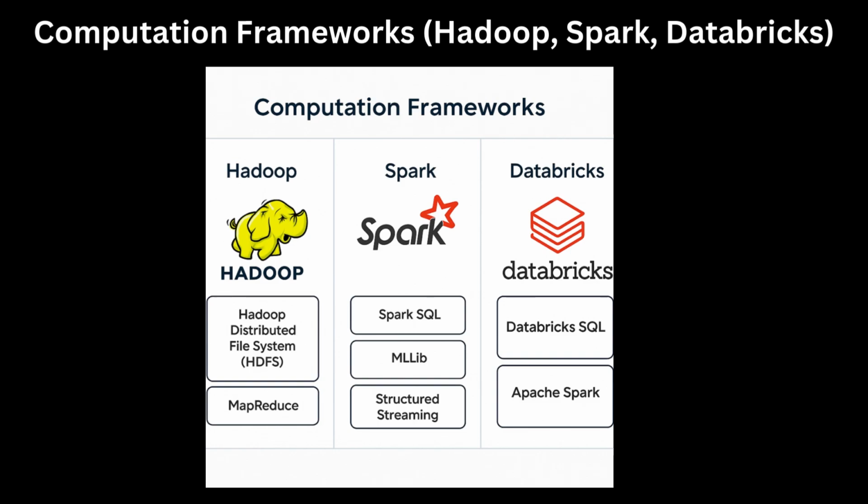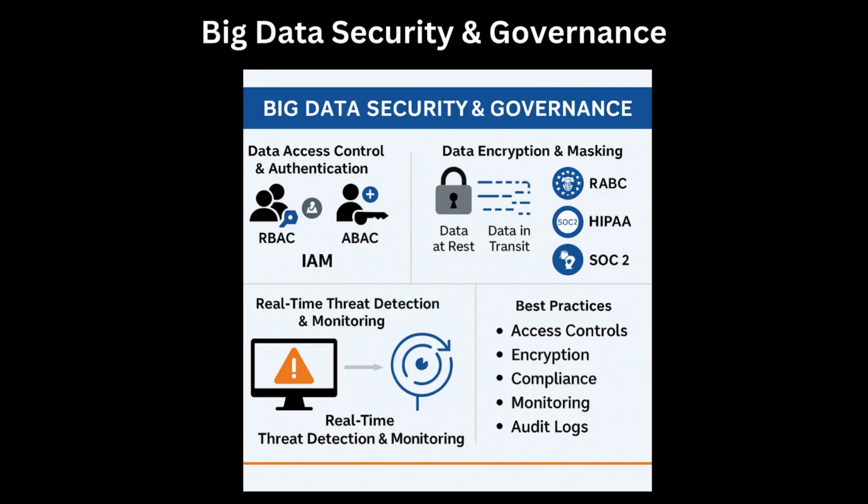Now let's talk about Databricks, a modern cloud-native platform built on Apache Spark. It offers a collaborative environment for data engineers, analysts, and scientists. With auto-scaling, optimized Spark clusters, and integration with Delta Lake, Databricks simplifies the complexity of big data workloads and makes the Lakehouse architecture a reality. Each of these platforms has its strengths: Hadoop for cost-effective storage and reliability, Spark for performance and flexibility, and Databricks for unified, enterprise-scale analytics. As organizations scale their data infrastructure, security and governance become critical.